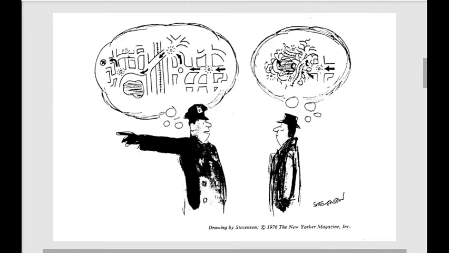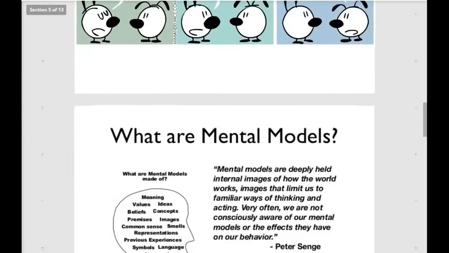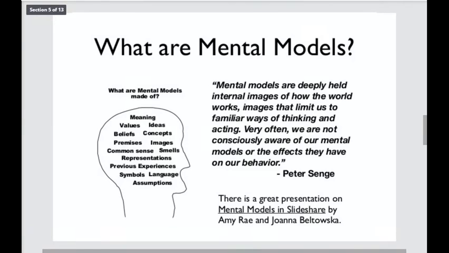Okay, the second aspect of cognitive psychology we're interested in is our mental models. Right. So what are mental models? Mental models are the presumptions that potential customers have within their consciousness before reaching your website, right? So in other words, they're deeply held internal images of how the world works, images that limit us to familiar ways of thinking and acting, right?